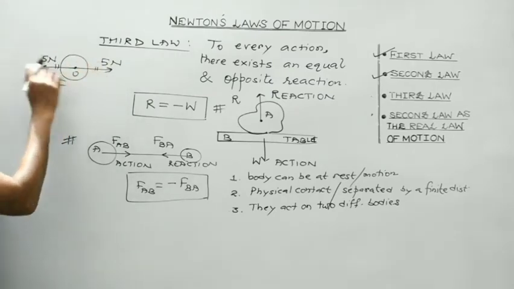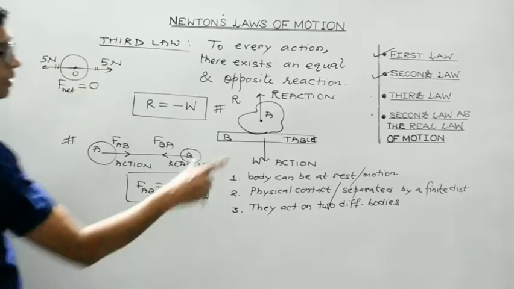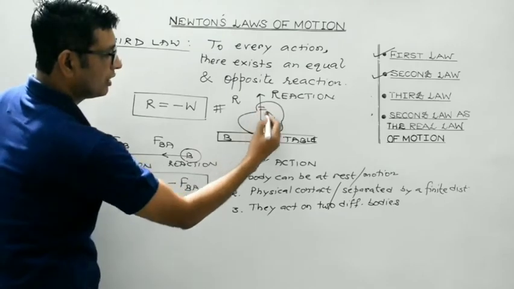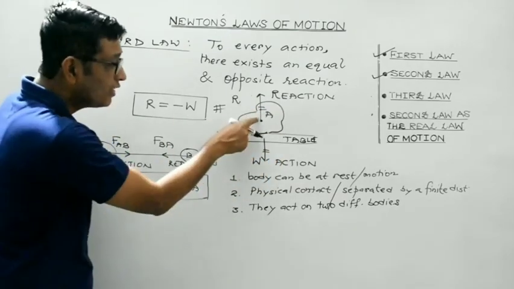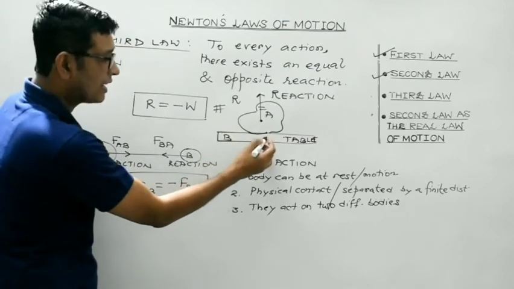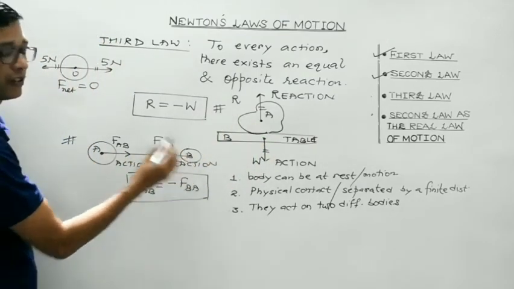So here they will cancel out the effect of each other. Net force will be equal to 0. But here these two forces are equal in magnitude. They are opposite directed. But they are acting on two different bodies. They are not acting at the same point.